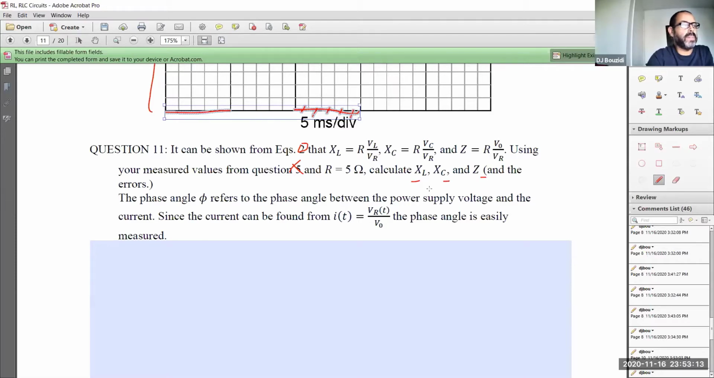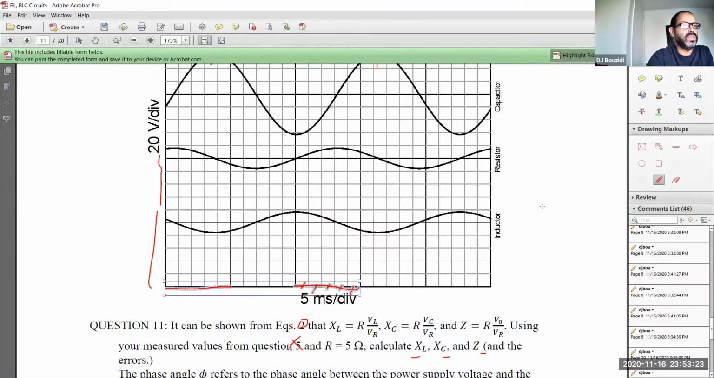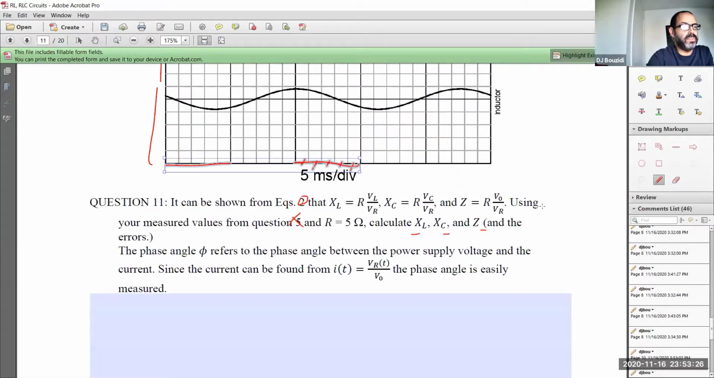So basically, I want you to compare the data. I want you to compare what you measure versus what you calculate. The phase phi refers to the difference between the supply voltage and the current. Since the current can be measured, the phase angle is easily measured.